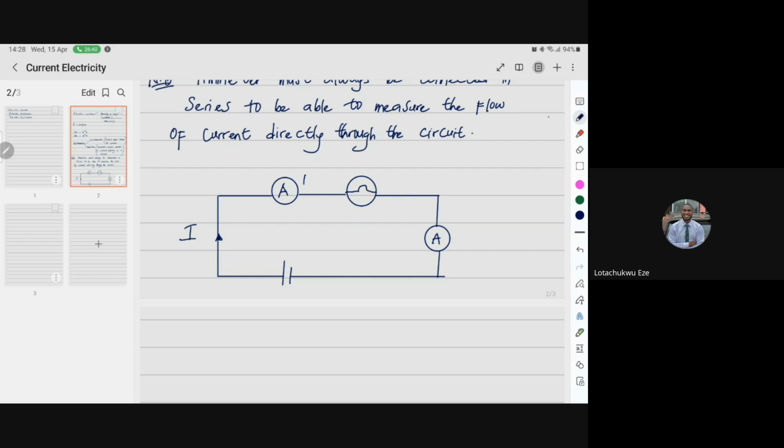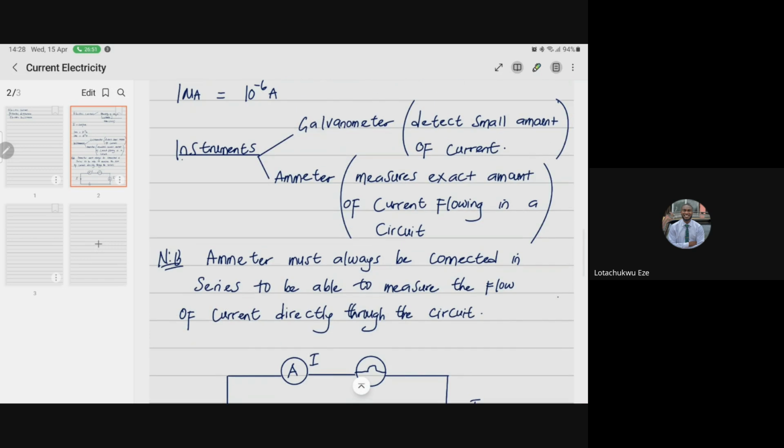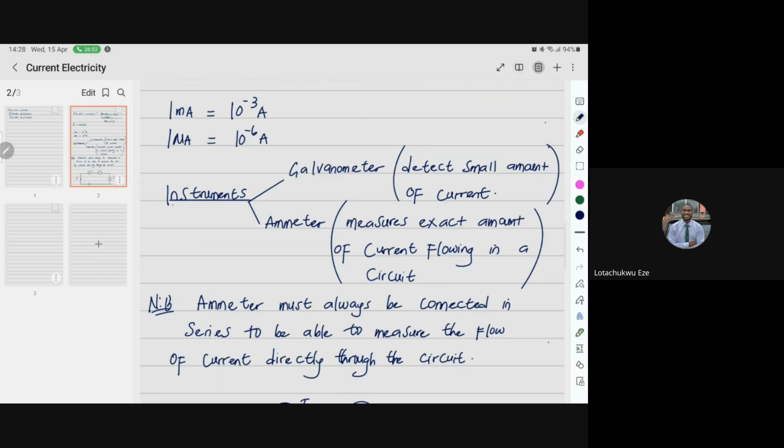That same I will flow through here, right? That same I is going to flow through here. So in connections in series, the same amount of current is going to flow through. It's important to note that the sign for your galvanometer, if you see something like this, it just has a line this way. This is your galvanometer. That's the symbol for galvanometer. When you have A inside, it is your ammeter, and I believe all of us are aware of this.